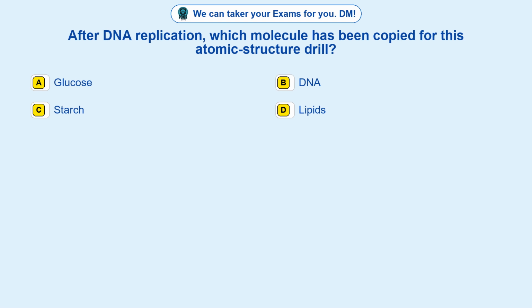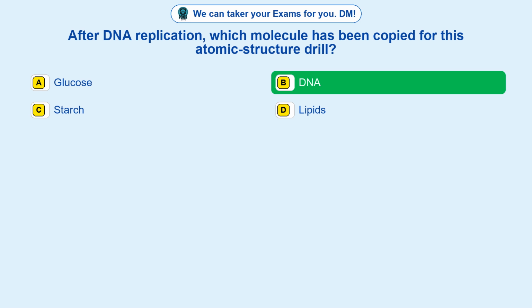Question 3. After DNA replication, which molecule has been copied for this atomic structure drill? Option A, glucose. Option B, DNA. Option C, starch. Option D, lipids. The correct answer is option B, DNA.